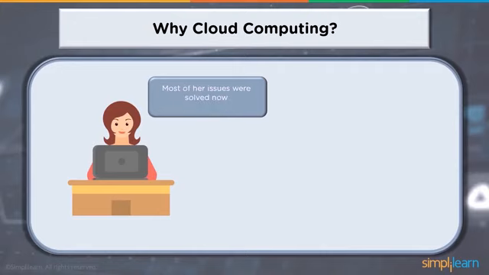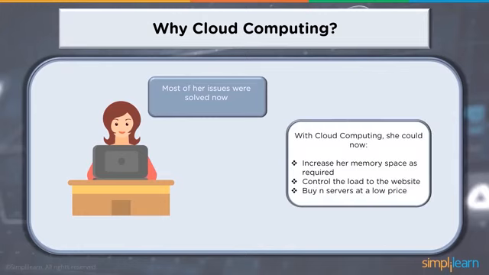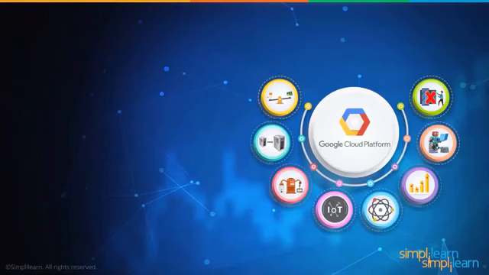Most of her issues were solved when she started using cloud computing, and with cloud computing, she could increase her memory space as required, that is on demand, control the load to the website, that is basically load balancing and handling more requests on the website or requests per minute, and buy servers at a lower price, that is scaling up or down based on the requirement.